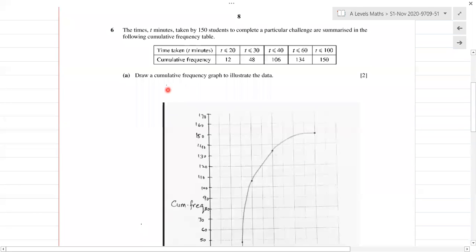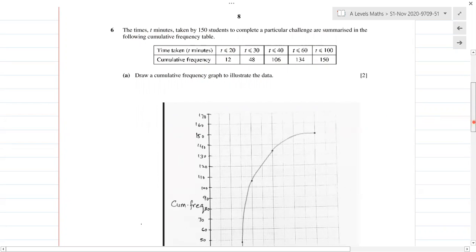Okay, now this is question number 6. The times t minutes taken by 150 students to complete a particular challenge are summarized in the following cumulative frequency table. Now remember, this is a cumulative frequency table. This is for the time which is less than or equal to 20, 30, 40, 60, 100, and these are the cumulative frequencies. Now it says draw a cumulative frequency graph to illustrate the data.